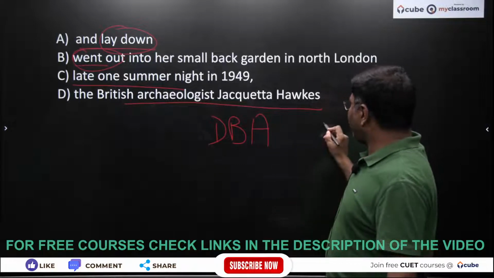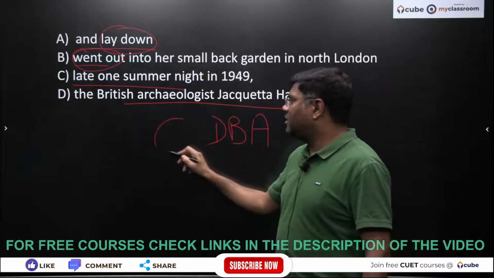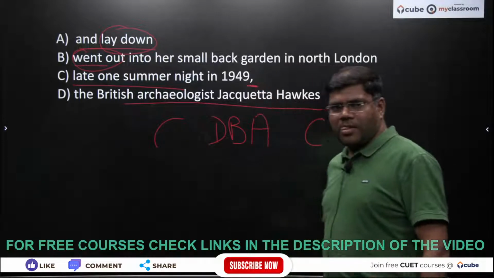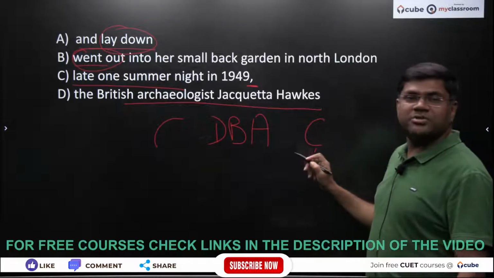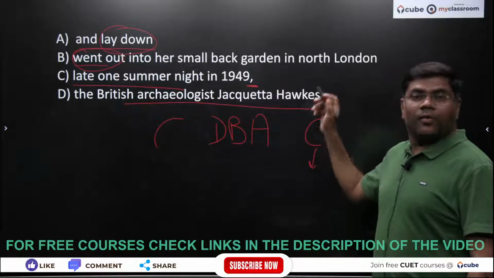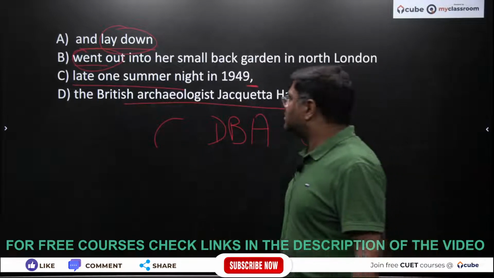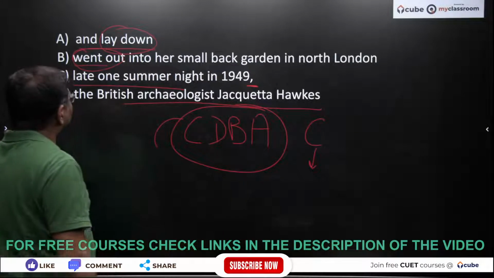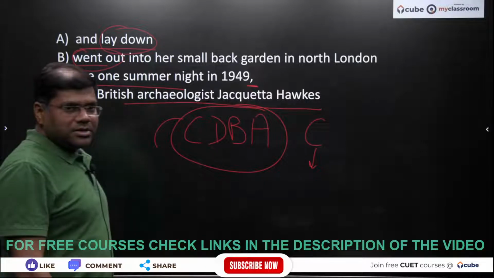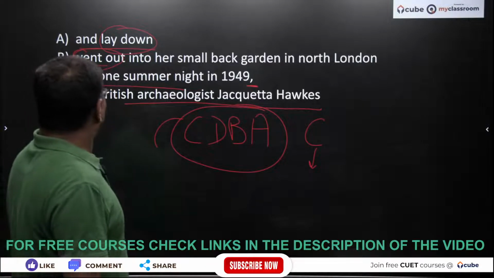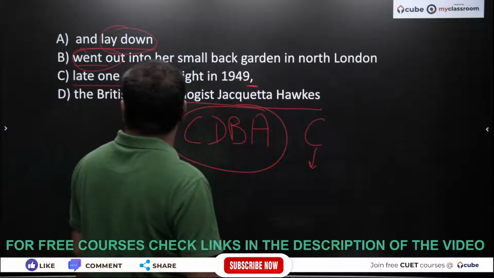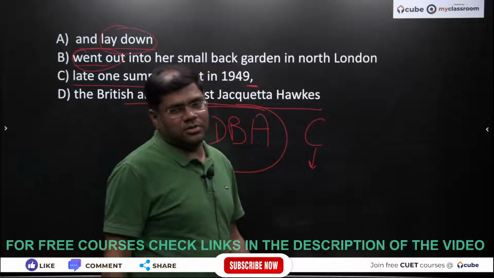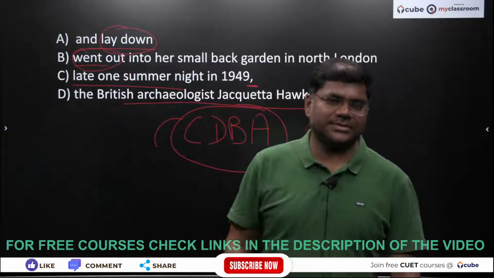Now the point is, should you have C at the end or should you have it at the start? This is again a classical case where I say that because it is ending in a comma, it cannot come at the end, because you never end your sentences with a comma. You end a sentence with a full stop. So that means it has to come at the start. So C will come at the start, and this becomes a very logical sequence. You say that late one summer night in 1949, the British archaeologist Decatur Hawkes went out into her small back garden in North London, and it makes perfect logical sense, correct?